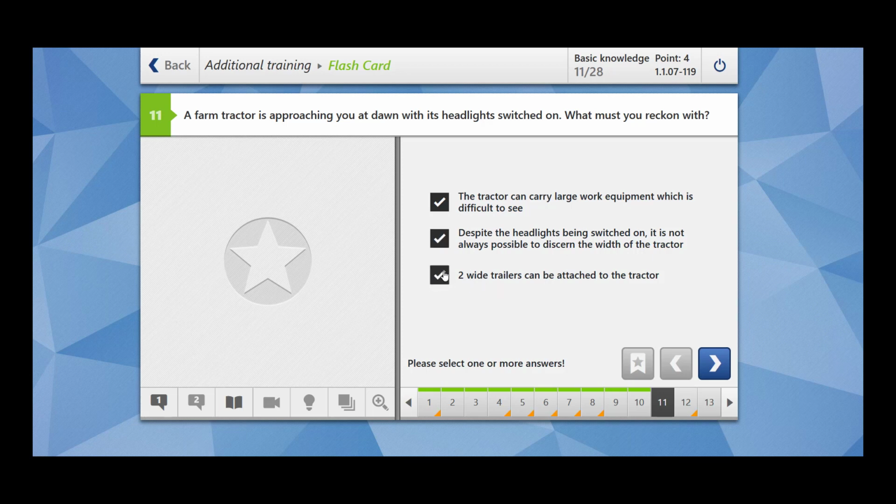Yes. What these options indicate is that it is difficult to judge from the headlights at dawn whether the farm tractor is big, what its width is, how much load it is carrying, everything could be possible. So you have to be extra cautious if a farm tractor or any big slow moving vehicle is approaching you.